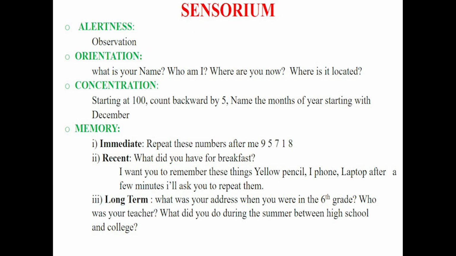And in the cognitive functions, the sensorium, cognitive alertness, how the person observes the surroundings, and what is his orientation: what is his name, where is he, whom is he talking to, and where is the location. Just casually ask him and we try to assess orientation. Adequate concentration can be tested by counting from 100 minus 5, or counting from 20 to 1, or 40 to 1 in reversal, that can be counted as concentration.